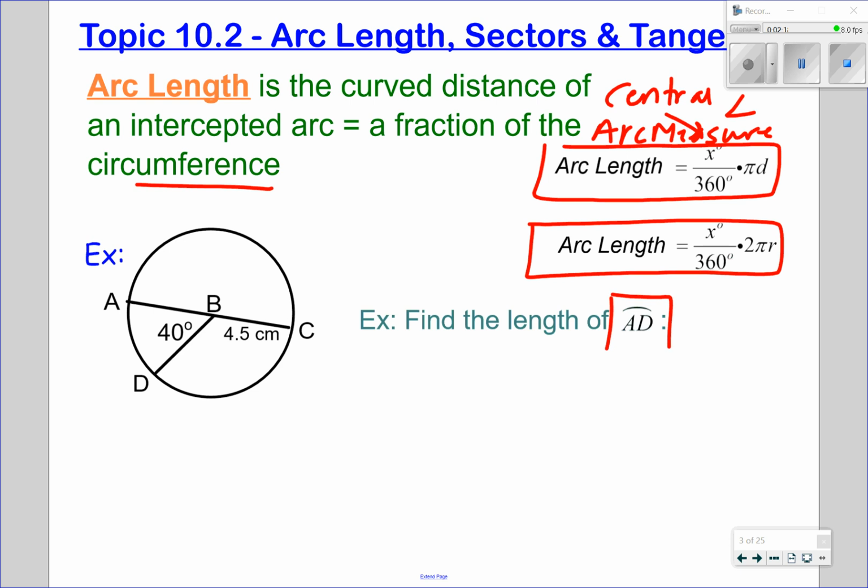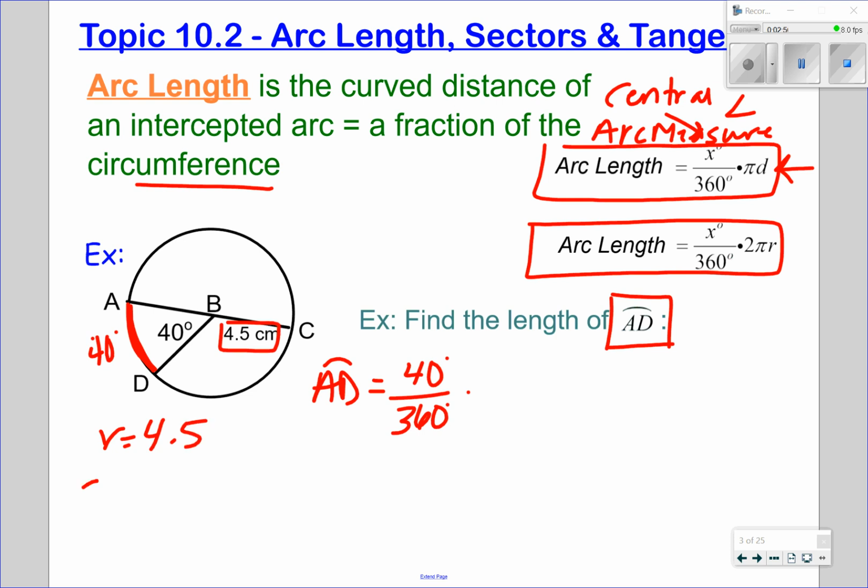So let's look down here. I'll walk you through this first one. Arc AD. We know that the measure of arc AD is 40, but if I wanted to find the length of it, so the length of arc AD, I would do 40 over 360. So that's representing the chunk of my circle. And then I'm going to multiply it by the circumference. I'm going to go ahead and stick with pi times diameter just to simplify this. So right now, if I look here, my radius is 4.5. So that means my diameter is 2 times that, which is 9. So I'm going to multiply this by 9 pi.